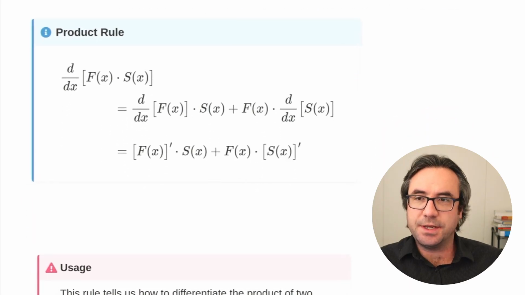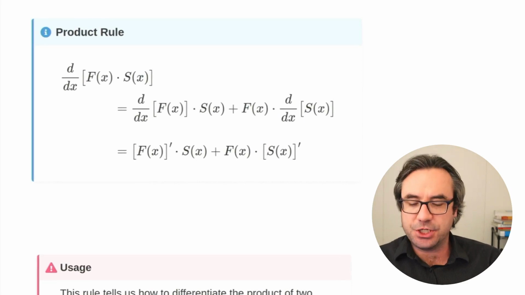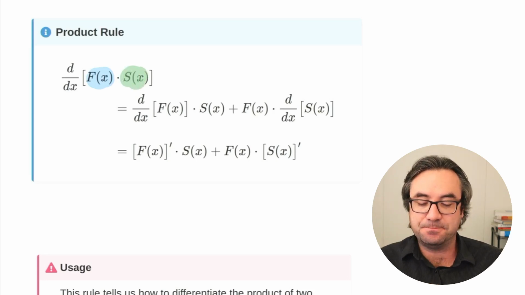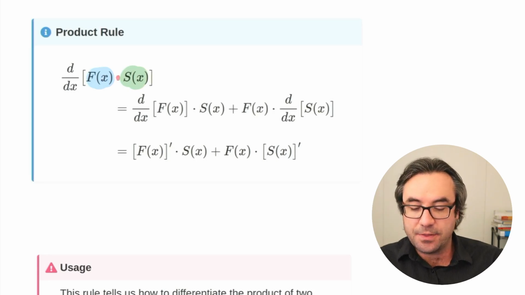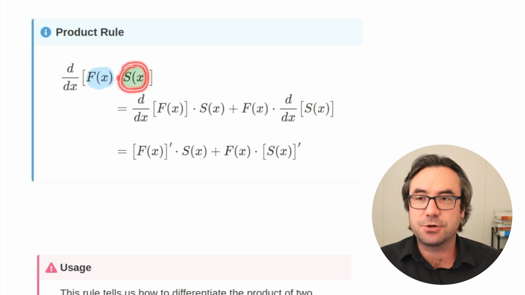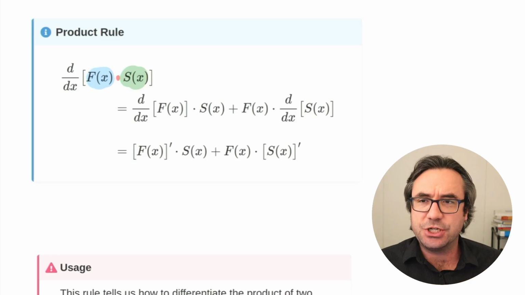So first of all, what is our product rule? This tells us how to differentiate when we have one function, call it f of x, times a second function, and we want to differentiate their product. So there's a multiplication sign right there in the middle. We have some x terms here, and x terms here, and we're multiplying them together. So how do we differentiate our way through that multiplication?